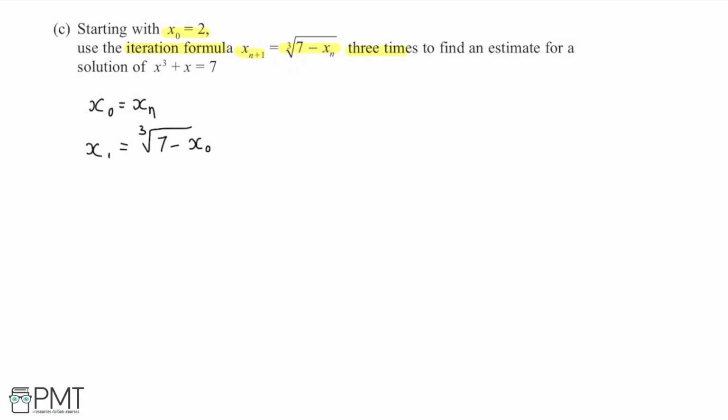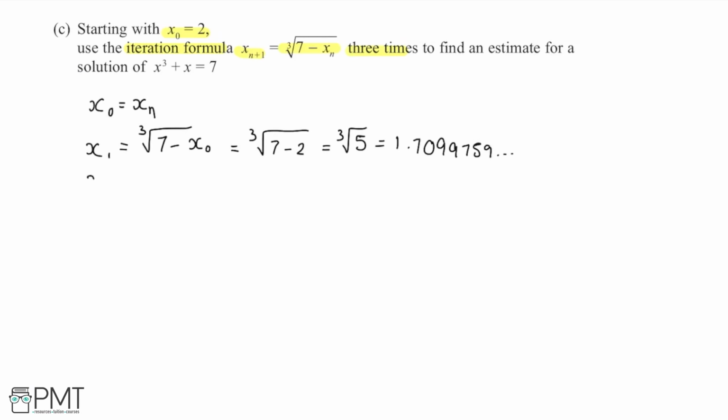And we have the value of x0 that we've been asked to start with. So the cubed root of 7 minus 2 is equal to the cubed root of 5. And if you put that into your calculator, that's going to give you an answer of 1.709975, etc. And it's really important to use the exact value throughout this question to then substitute into the next part to make sure we don't get any rounding errors throughout the question.